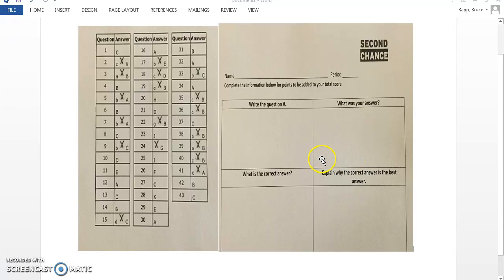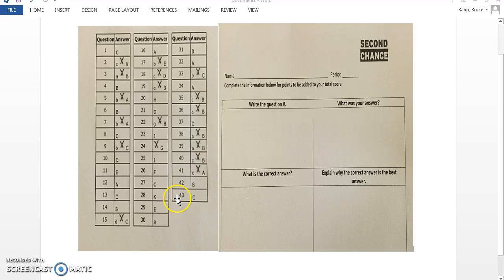So if you have 10 wrong and fill out all 10 of these, it will add 5 points to your test. Now your retakes will be next Tuesday after we get back from the break. So make sure that you are ready. It will be the same test, all right, that you've done before, and you will do them on the computers again, so you will need to make sure that you have your iPads.